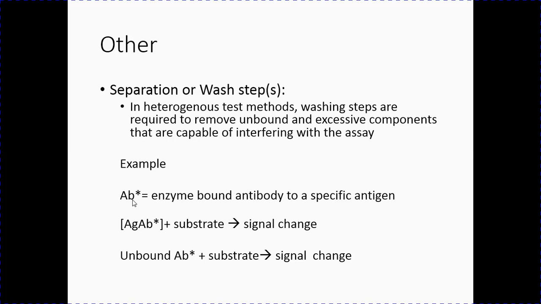Let me give you an example, and I think this will help. In our test sample, we have an antibody that I have labeled with an enzyme, and that's what that little asterisk is referring to; it means there's an enzyme bound to that antibody. So I have patient antigen, and I have reagent antibody that's got that little label attached to it, that enzyme.